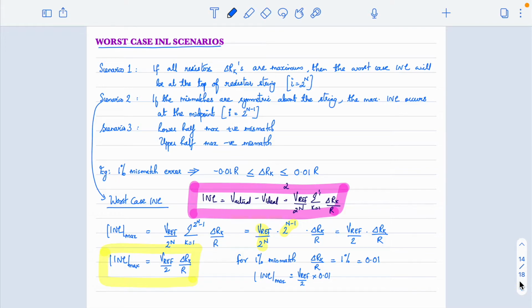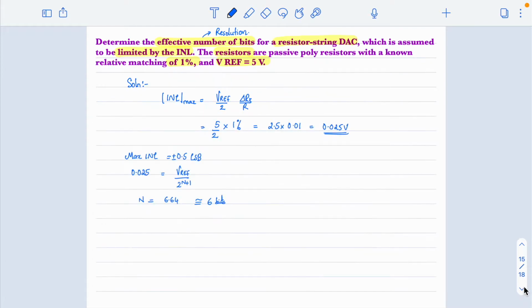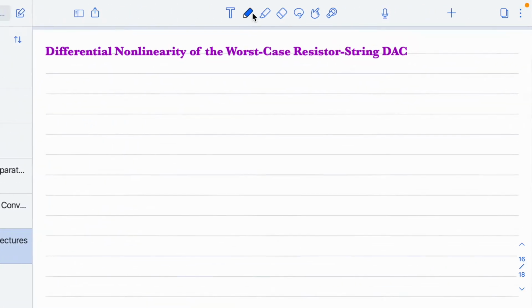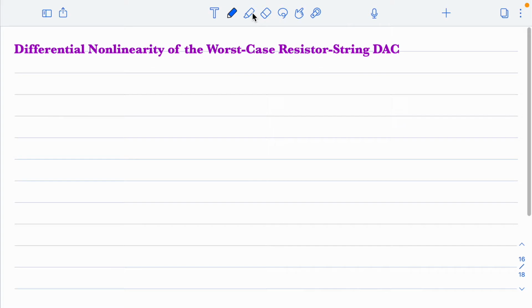Because the INL, the integral nonlinearity, can actually vary a lot, because there is mismatch in every single resistor we use. So compared to INL, DNL is not much of an issue, because DNL depends purely on the ideal step height and the actual step height. So DNL is not as much of a concern as INL. But anyway, we will look at the differential nonlinearity also for the worst case resistor string DAC, based on the discussion we have had now, right?